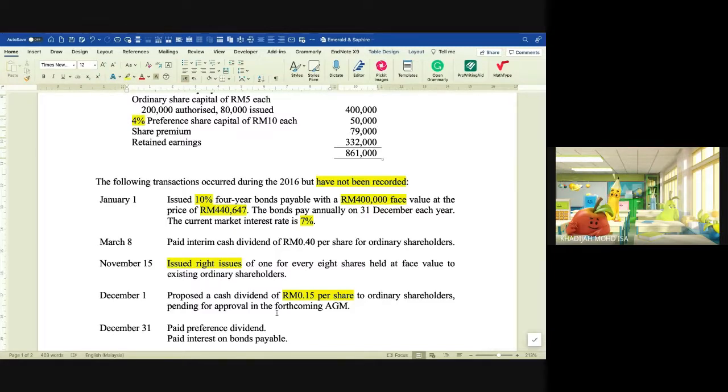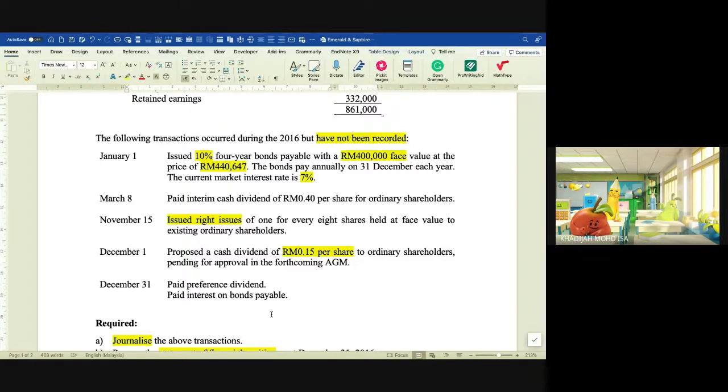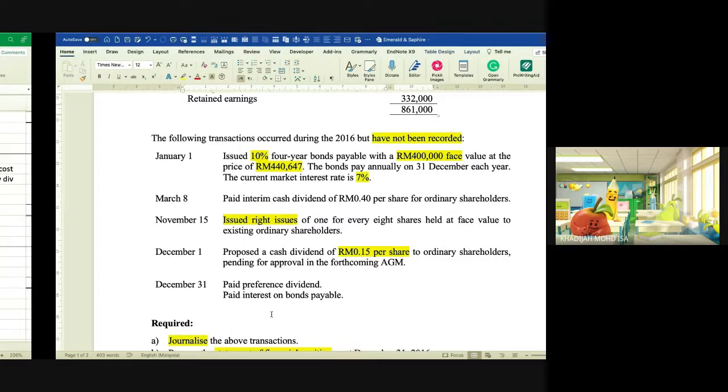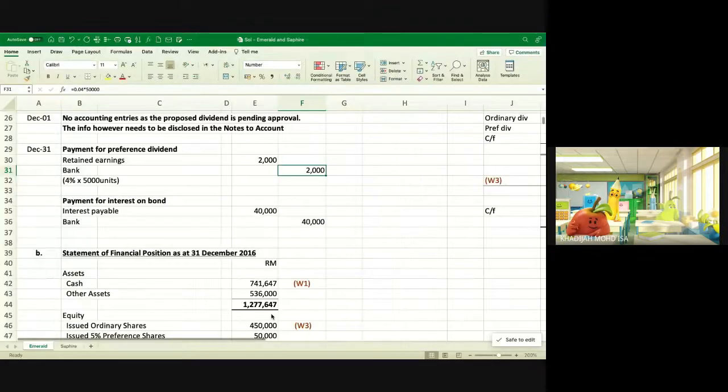Paid interest on bonds payable on 31st of December. This one I'm not sure. So just look at this. Debit interest payable 40,000, because remember that the interest is 10% per annum on the debenture. So you should do this correctly. Debit your interest payable 40,000, credit your bank 40,000. Okay.